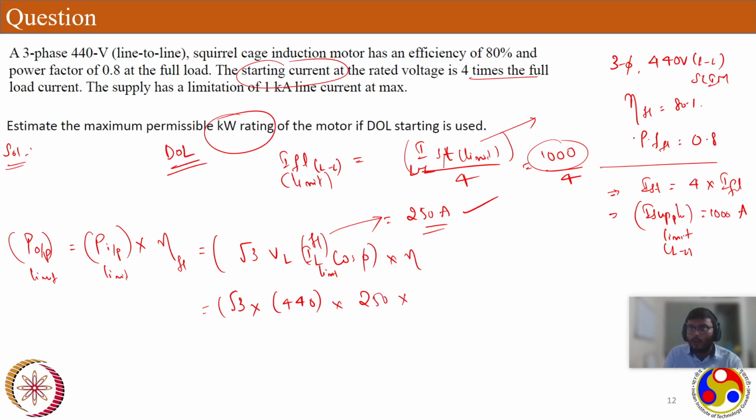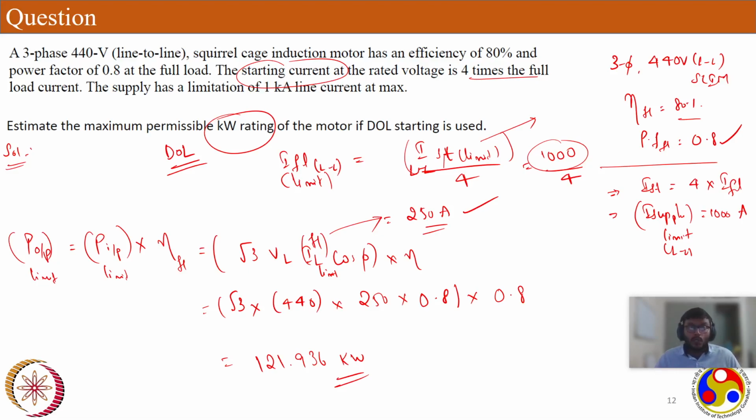What is the power factor at full load? It's 0.8, multiplied by the efficiency of 80%, again 0.8. So how much are we getting here? Please calculate it with me. Root 3 times 440 times 250, 0.8 into 0.8. I'm getting 121.936 kilowatts. So this is the maximum kilowatt rating to which I can rate my motor if I'm using the DOL.